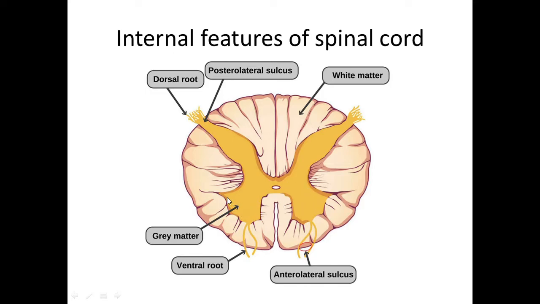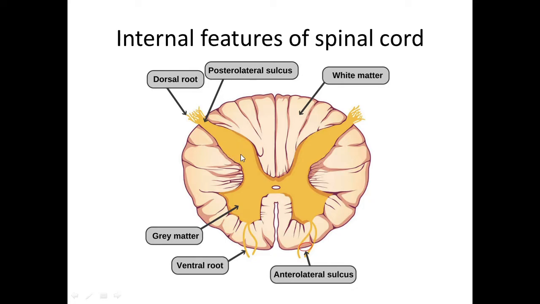Now this grey matter shows anterior grey column. So anteriorly, this is the anterior aspect. So anteriorly it shows anterior grey column, also called as ventral horn. Then it shows posterior grey column. It is also called as the dorsal horn.